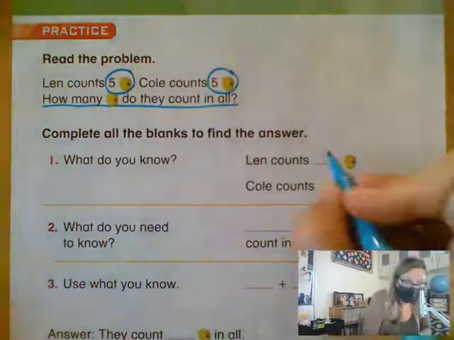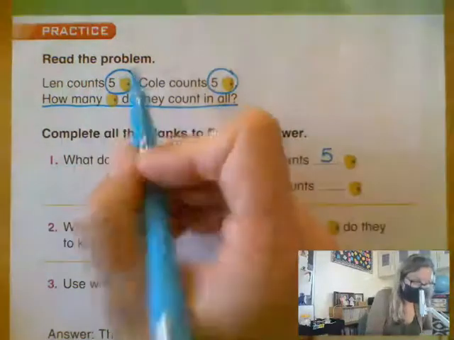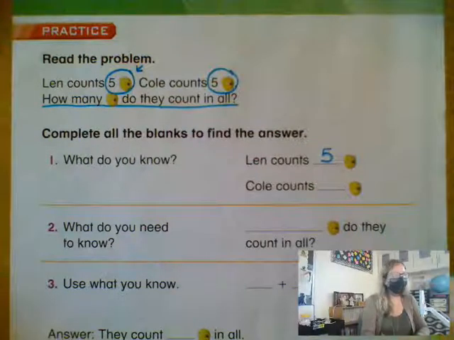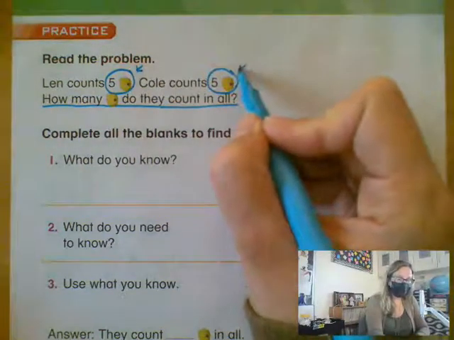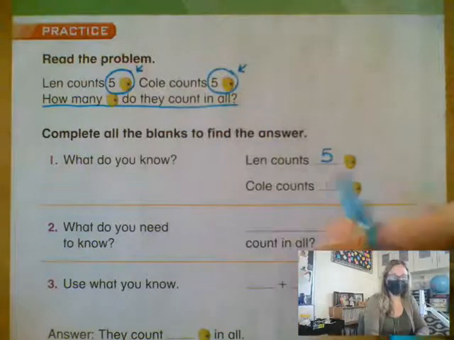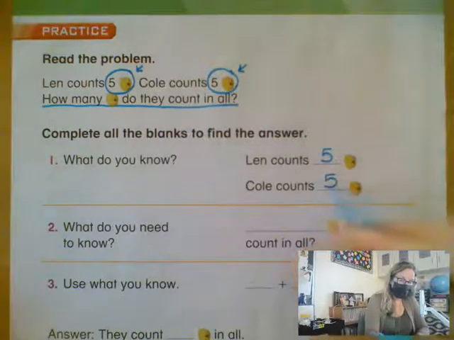All right, so now let's ask ourselves, what do we know? We know that Len counts 5. We circled it right here. So put down we know 5. How many does Cole count, Lillian? We circled it right here. How many does Cole count? 5. So on this line, you should put 5.